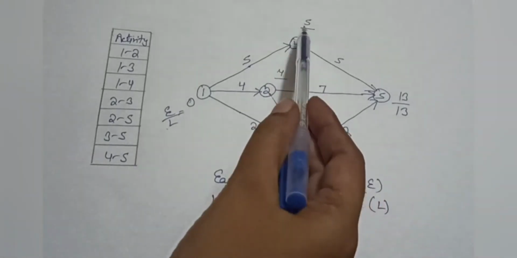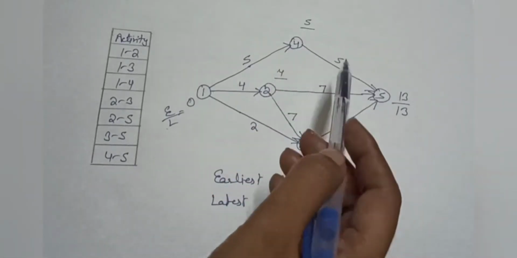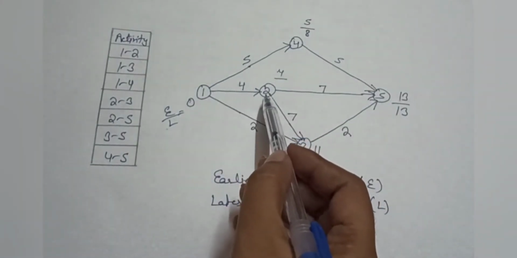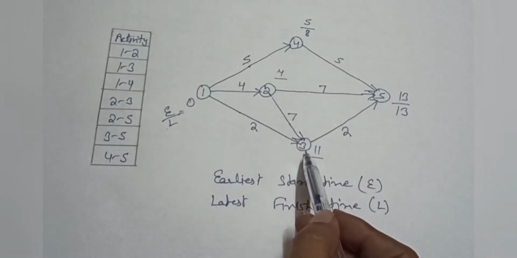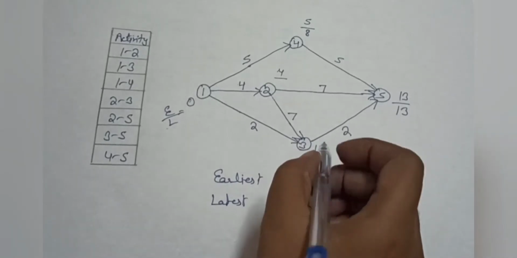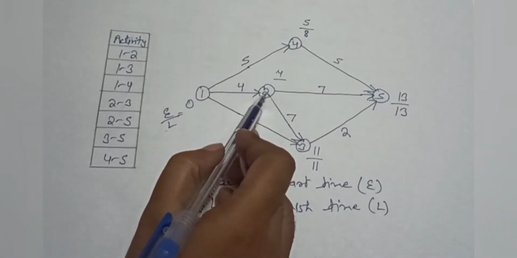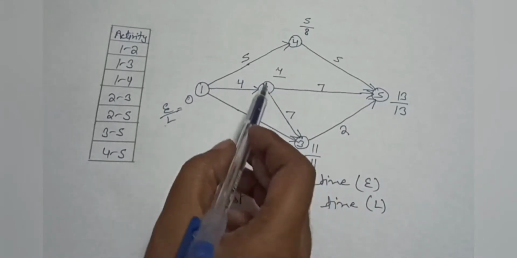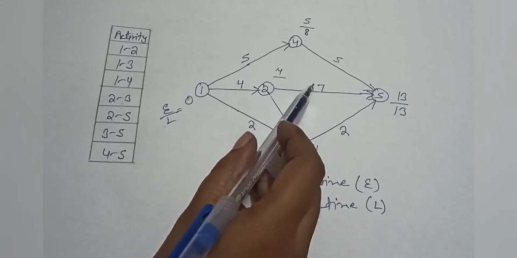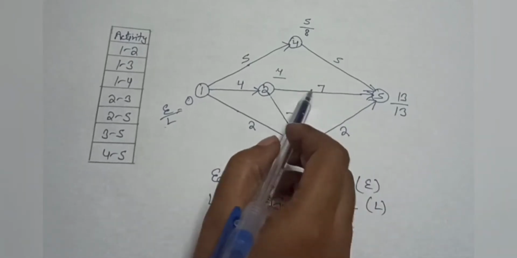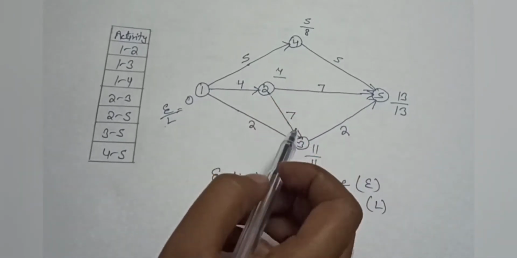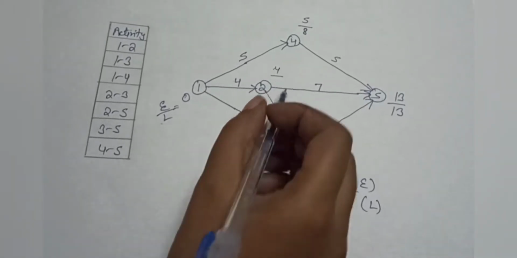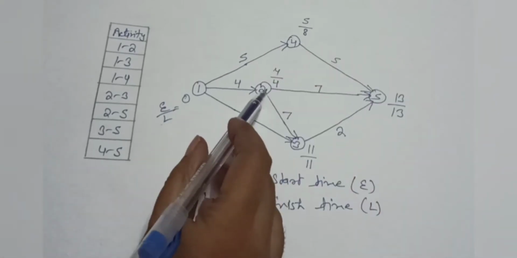Now we will calculate the L value for this node: 13 minus 5 is equal to 8. For this node, first of all we will calculate the L value as 13 minus 2, which is equal to 11. For this node, you can see we have two activities. So we will write the L value as the minimum of both of these. So 13 minus 7 is equal to 6, 11 minus 7 is equal to 4. So we will write 4 because 4 is the minimum.